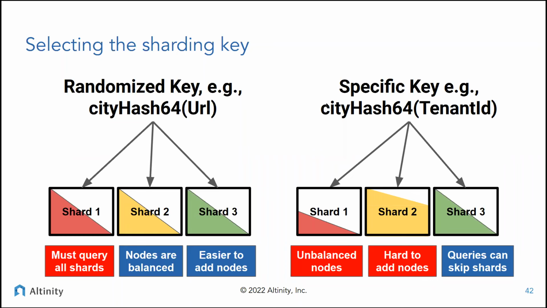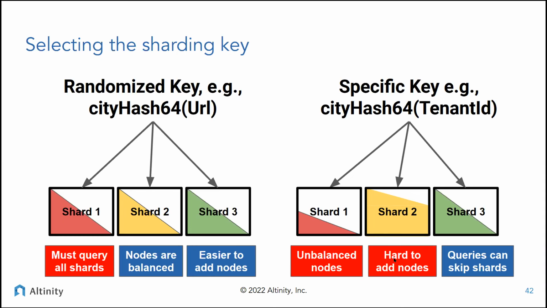Now, if you have a multi-tenant system, it's also tempting to run cityHash64 on the tenant ID. This turns out to be kind of bad, because tenants are of different sizes. If you happen to get a big tenant that always lands on shard 2, they're going to have a lot more data there, and it's going to make things really unbalanced.